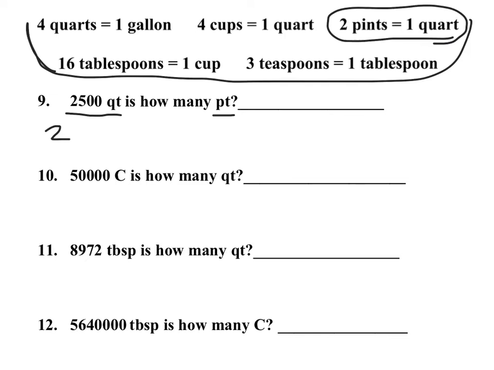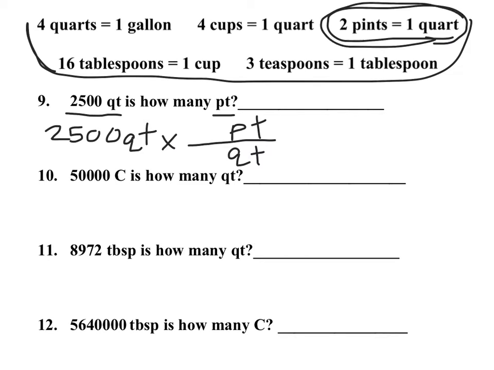You always start by writing what you have. So we have 2,500 quarts. And since I want to get rid of quarts and convert to pints, I'm going to put quarts on the bottom and pints on top. Now, what numbers do I use? Just look right up here. For every 2 pints, there's 1 quart.